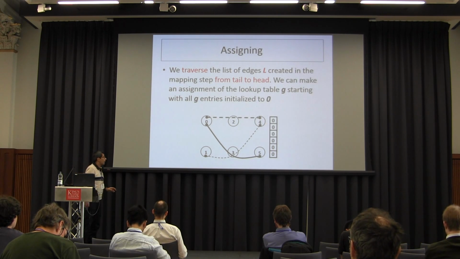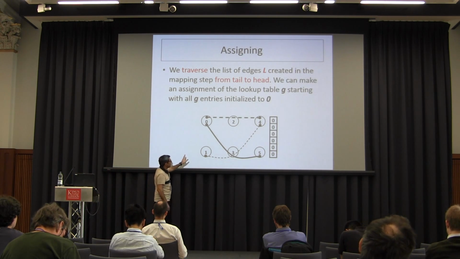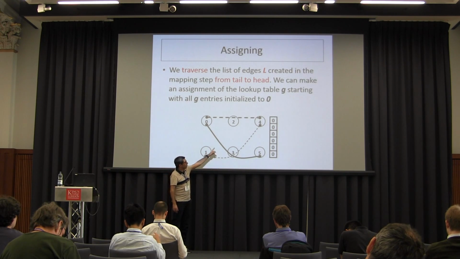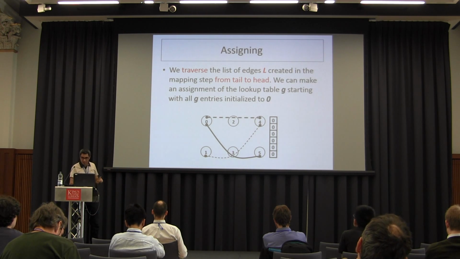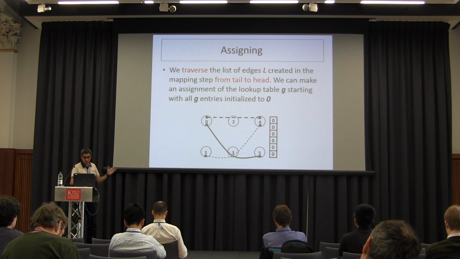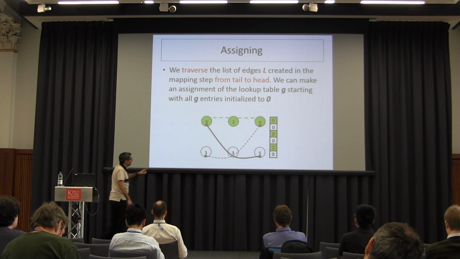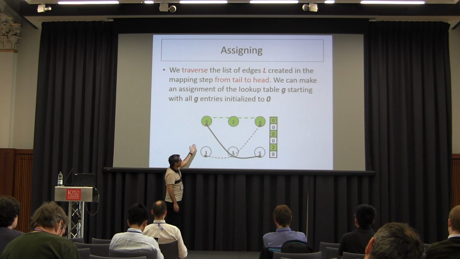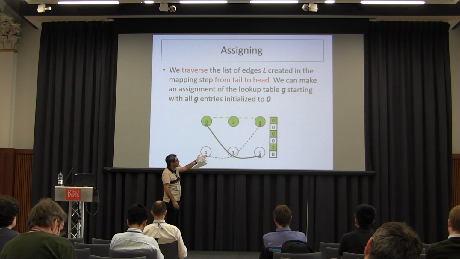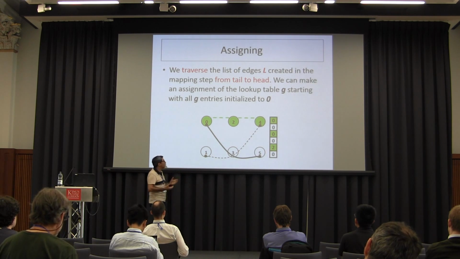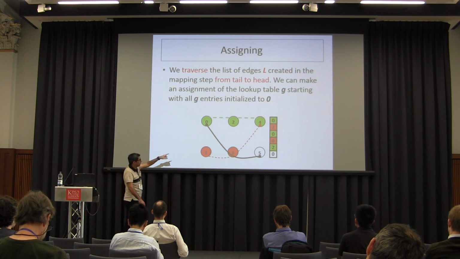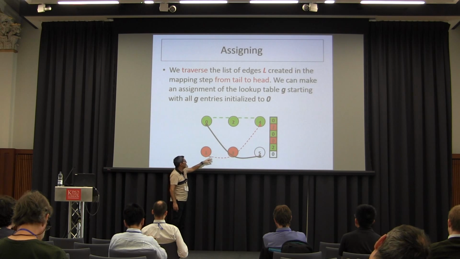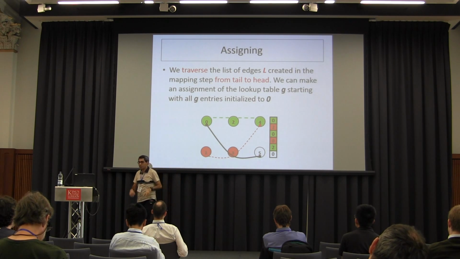For example, we have this hypergraph generated in the mapping step. We have the lookup table all unassigned, initialized to 0, and we start looking at the edges one by one, moving backward in the list created in the mapping step. This is the first stage. Here we have 3 unassigned entries that we can actually use to get the heuristic value that we want. For the next one, vertex number 4 is already assigned, but we still have 2 more that we can place to get the heuristic value that we want.